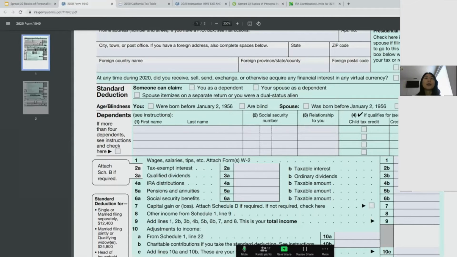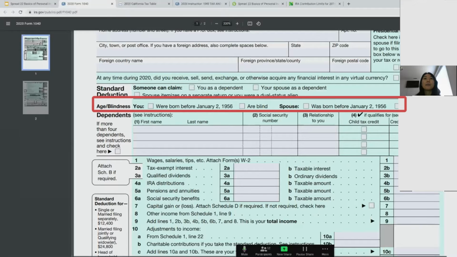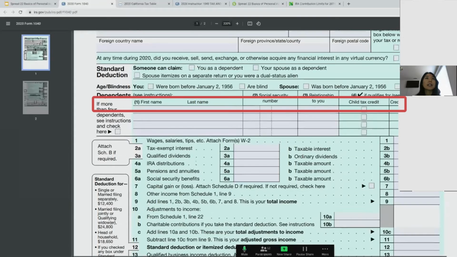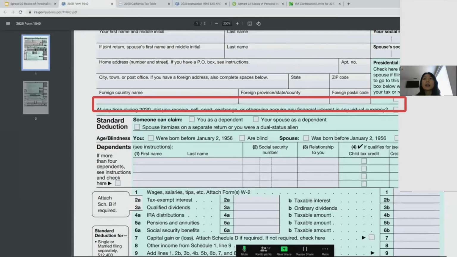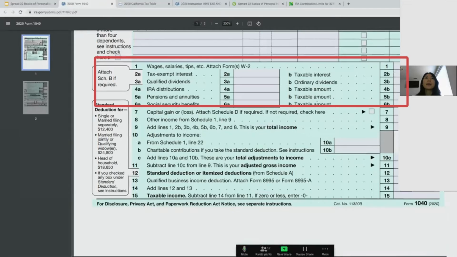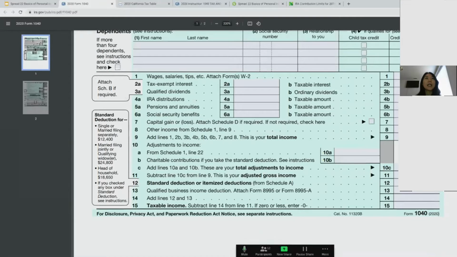If you were born before here, that means you're over a certain age, and you get bigger ranges for IRA distributions, so they want you to check this. Oh, and if you are disabled, specifically blind. Dependents, you'd have to list them, but let's jump into the actual meat of the tax return.